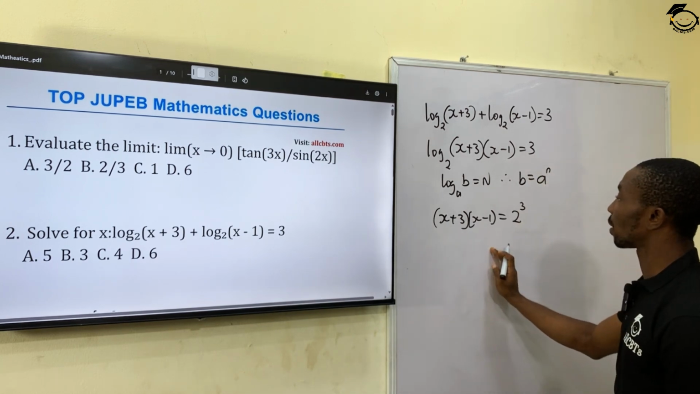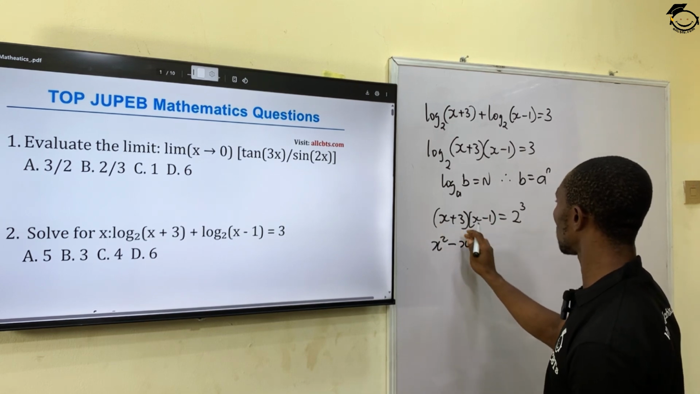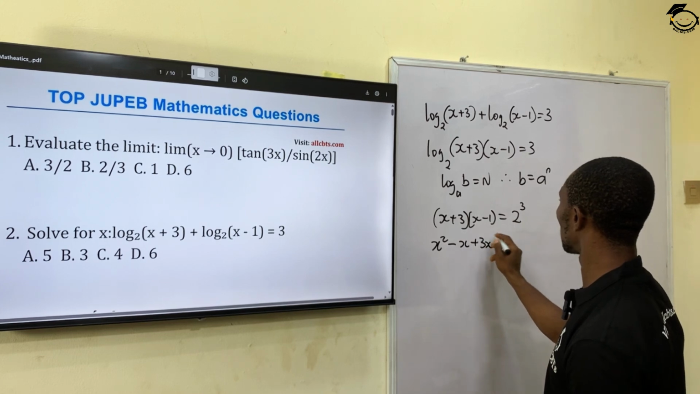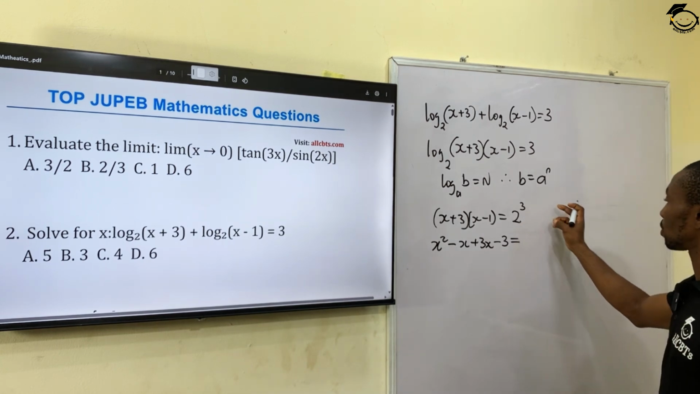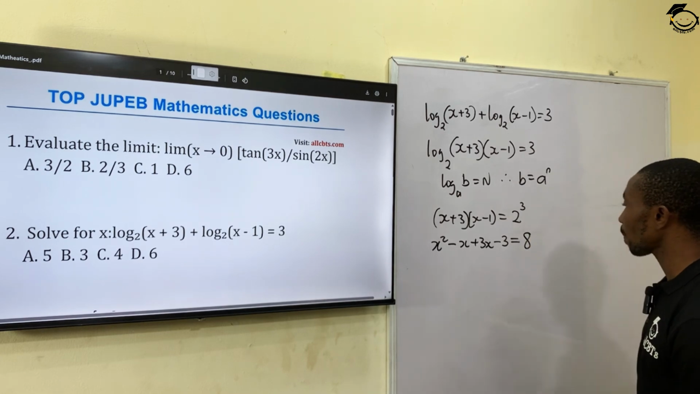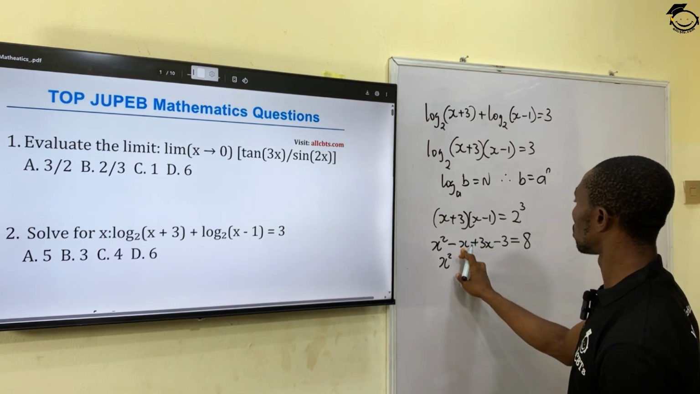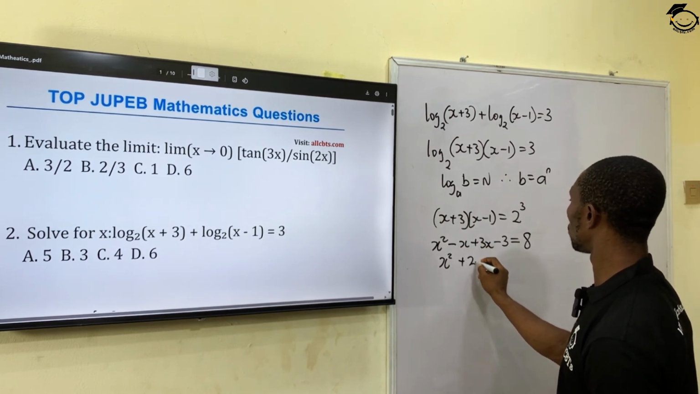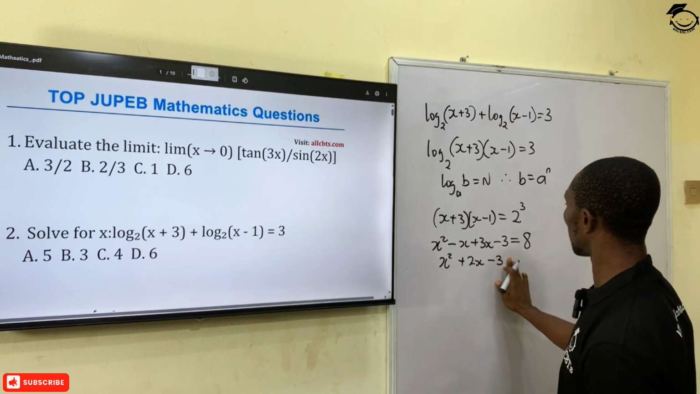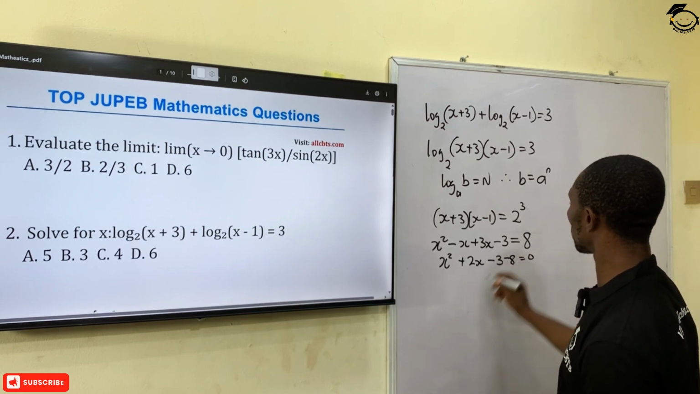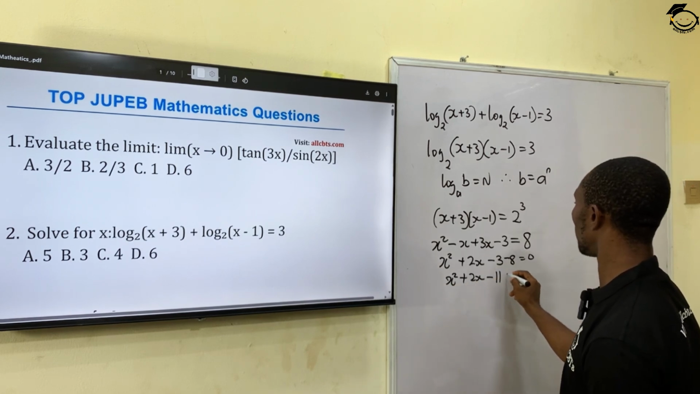Alright, opening up these brackets, x times x will give us x squared, x times minus 1 will give us minus x, 3 times x will give us plus 3x, and 3 times minus 1 will give us minus 3, equals 2 raised to power 3, which is 2 times 2 times 2, which is 8. Now if we collect like terms, we have x squared, 3 minus 1 will give us plus 2x, minus 3 equals 8. Let's move our 8 over to this side, so it becomes minus 8 equals 0. So our equation will become x squared plus 2x minus 11 equals 0.